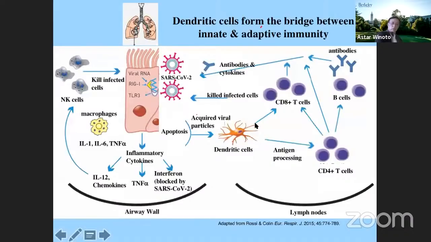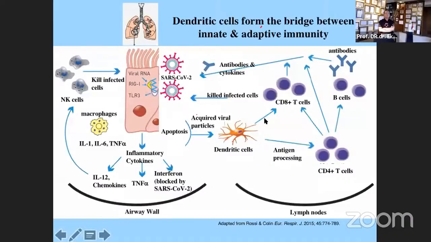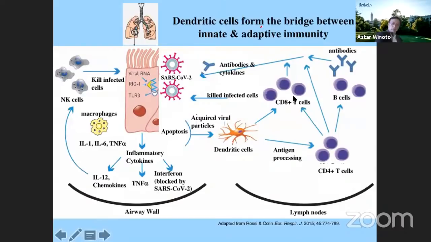And dendritic cell will then activate CD4 positive, which is a helper T cell. And helper T cell will then help to activate B cell, as well as killer T cell, CD8 positive T cell. And then they'll go back to the lung. So all of this actually happens in the lymph node. So you can see how busy it is.